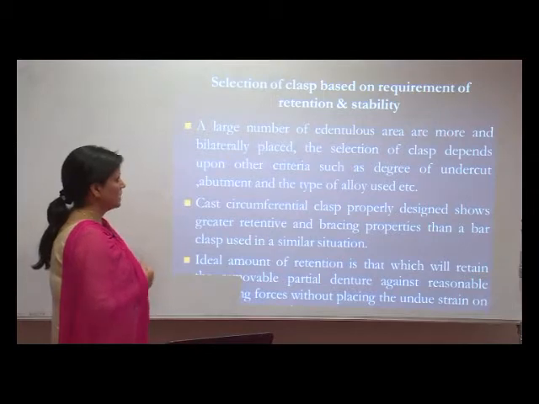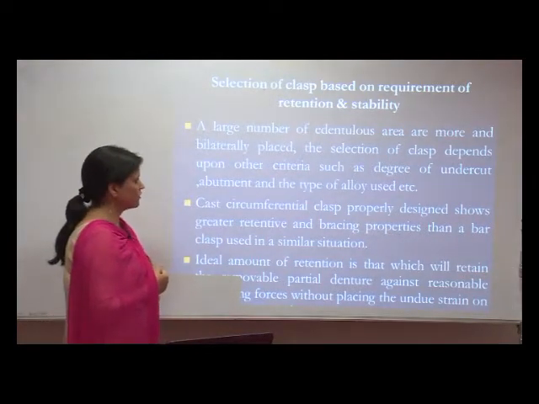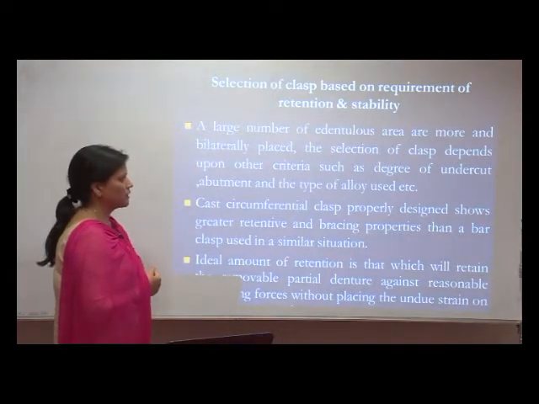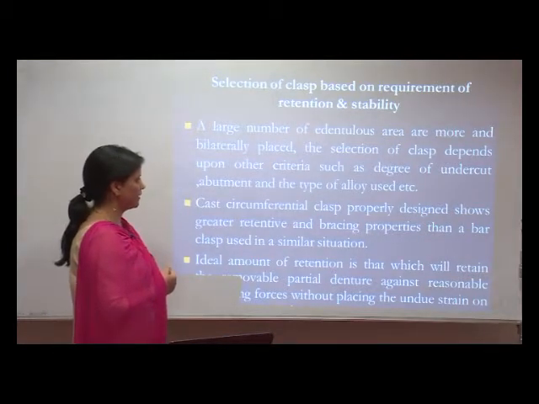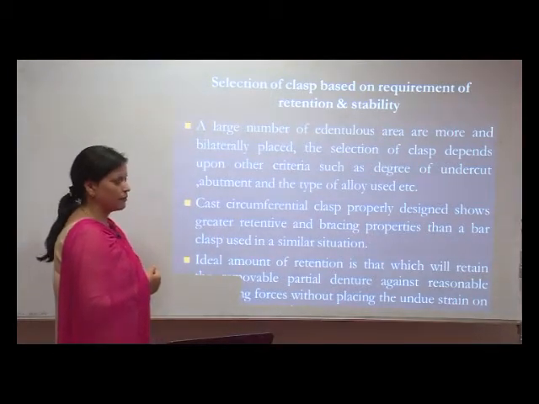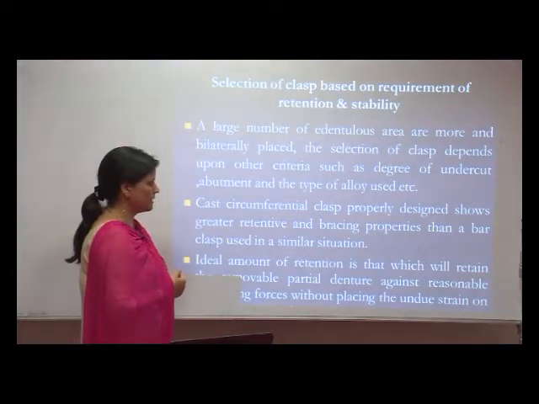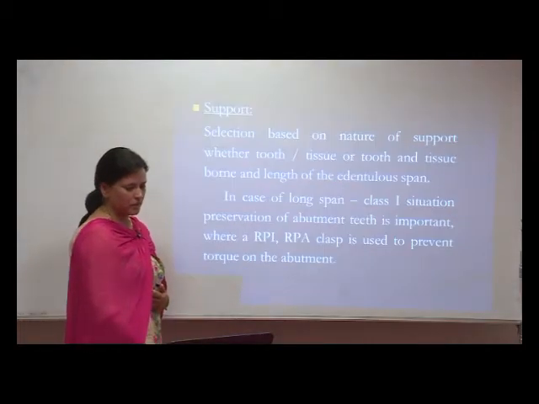Selection of clasp based on requirement of retention and stability. A large number of edentulous areas are more and more bilaterally placed. The selection of a clasp depends upon other criteria such as degree of undercut, abutment and the type of alloy used. A cast circumferential clasp, properly designed, shows greater retentive and bracing properties than a bar clasp used in a similar situation.